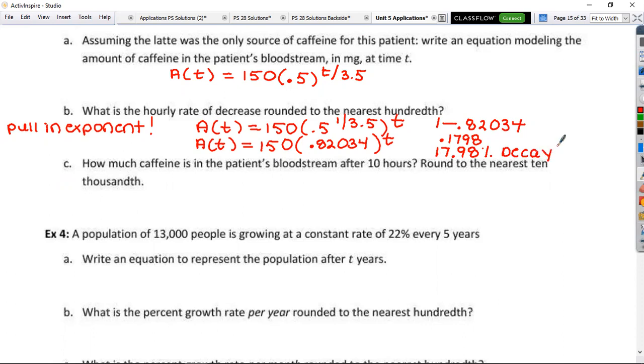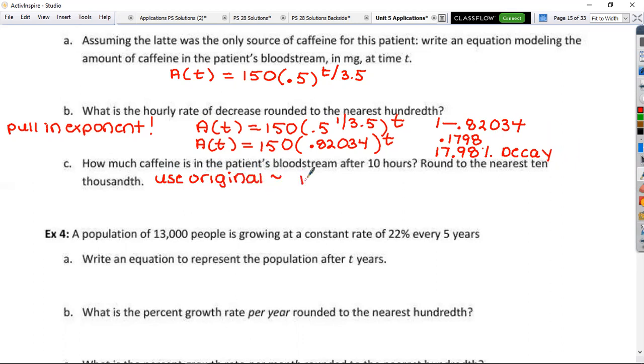So now letter C. How much caffeine is present in the patient's bloodstream after 10 hours? So you have 2 equations here. Which one do you think is the most accurate to plug back into? The one at the very, very top here, because this one you did rounding to. This one we did no rounding, so use your original, because yes, you can. Use your original for the most accurate answer. Because again, you have that option here.